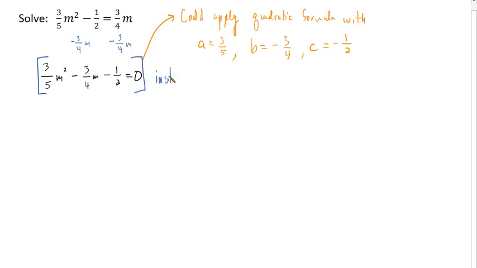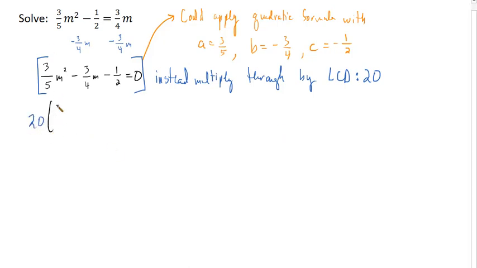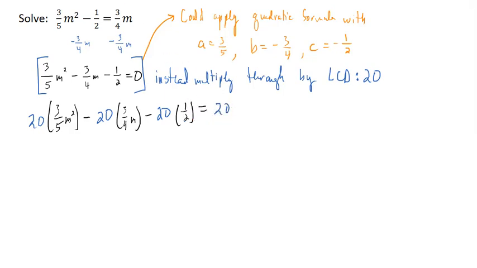So instead, let's multiply through the equation by 20. I'm multiplying through by the LCD, least common denominator, which is 20. So then I have 20 times 3/5 m squared minus 20 times 3/4 m minus 20 times 1/2 is equal to 20 times 0.